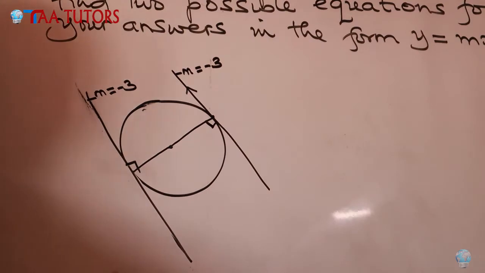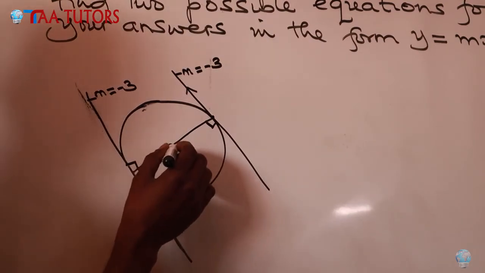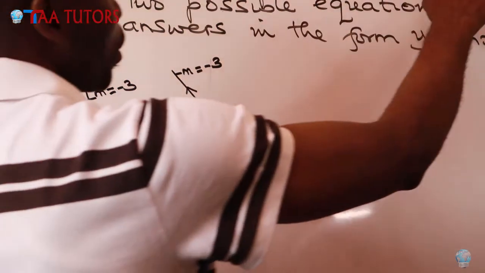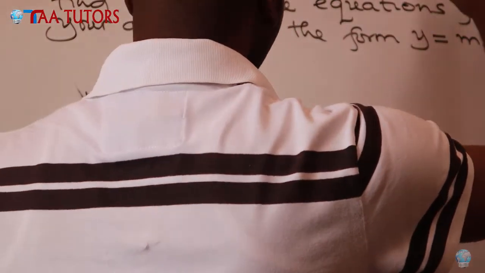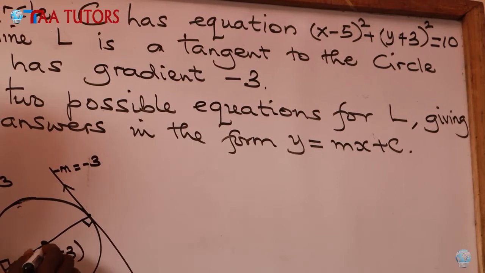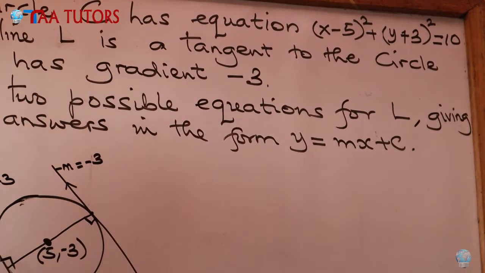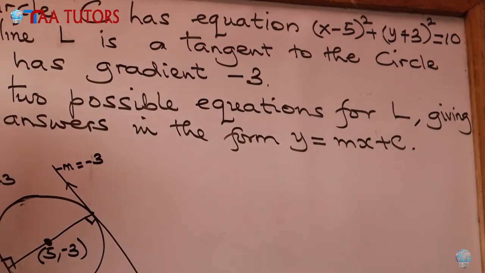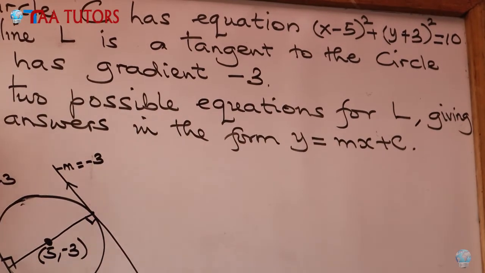Another thing we are supposed to appreciate in this particular case is that from this equation here, we are able to locate that the center of this circle is actually (5, -3). We have seen how to get the center from the equation of a circle before. So what do we do from here? What do we actually do from here?